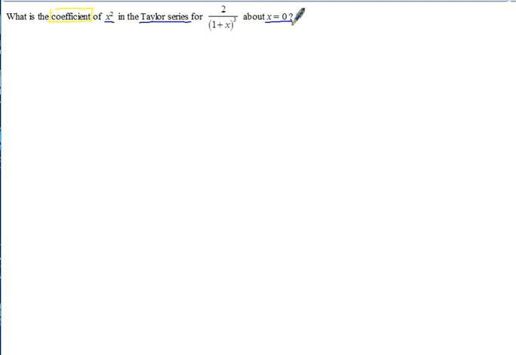Well, if it's a Taylor series about x equals 0, that means it's really a Maclaurin series. Sometimes they might refer to Maclaurin series as Taylor series, because that's a more general term. But if it's about x equals 0, it's really Maclaurin. So we've got 2 over 1 plus x squared. Well, let's think about our pattern.